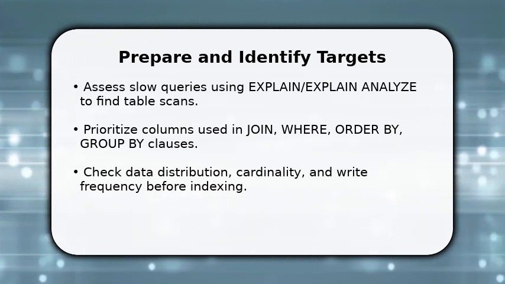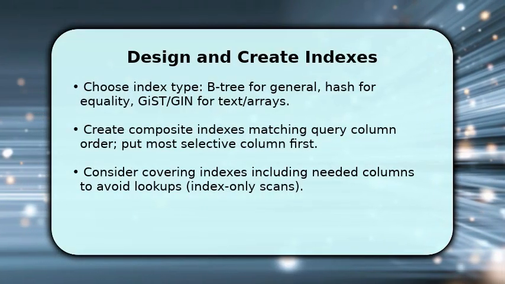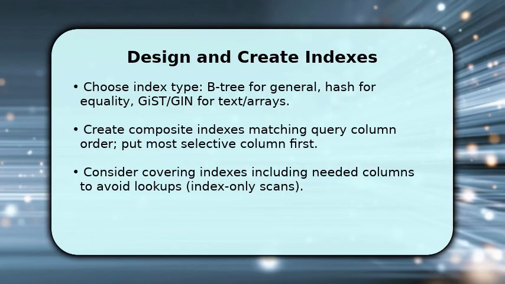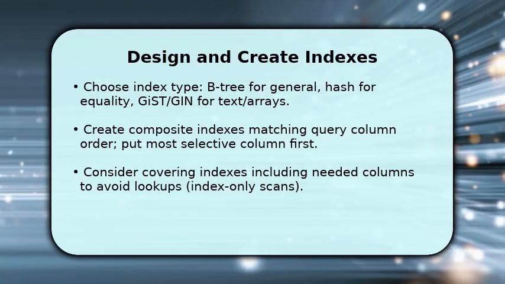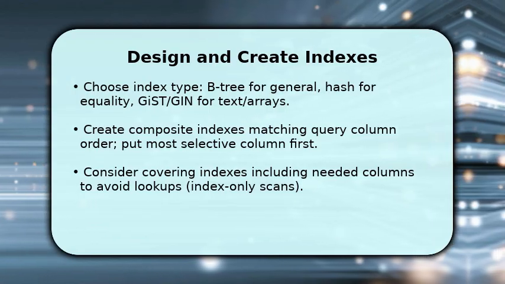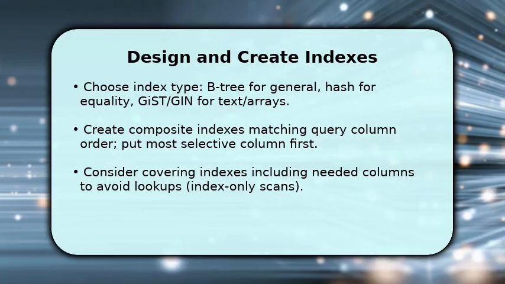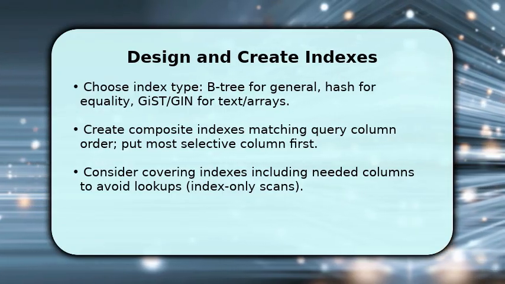You design indexes to match real query patterns. Pick B-tree for range and general lookups, hash for pure equality, and GiST or GIN for full text or array operations. When creating composite indexes, order columns to match where and order by clauses, and place the most selective column first to reduce scanned rows.